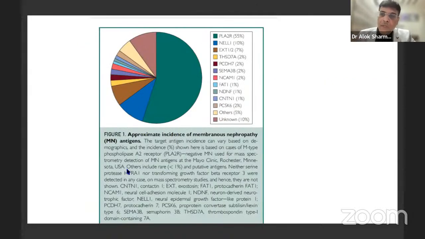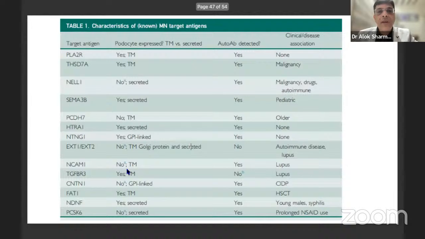This is from that particular paper. You can see PLA2R is 55%. NELL1 has now gone up to 10% from the original, which is even higher in our cohort. The rest of the other antigens are very uncommon, nonetheless you keep seeing them sporadically once in a while.